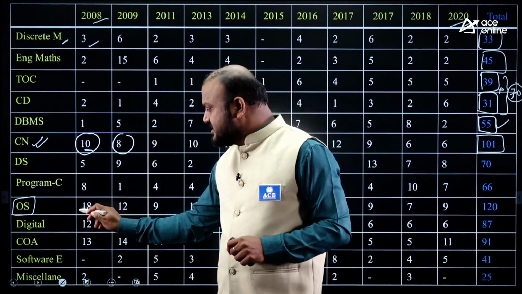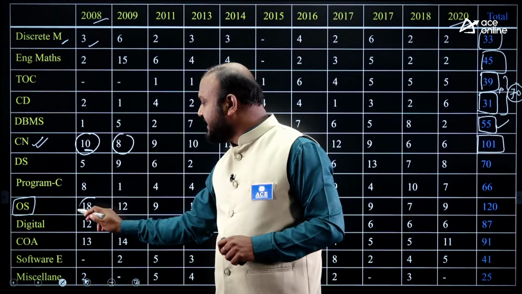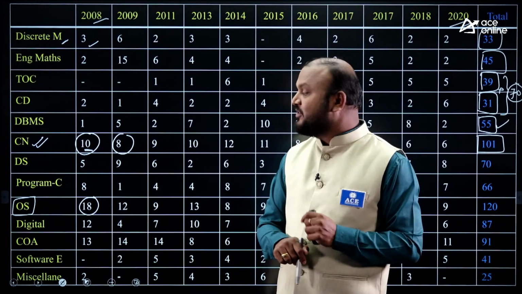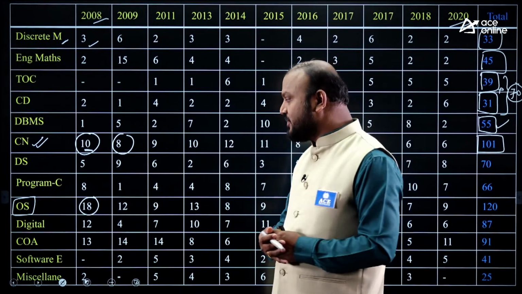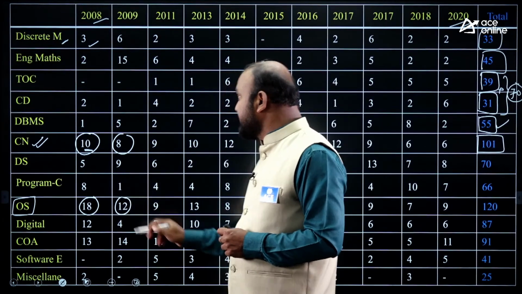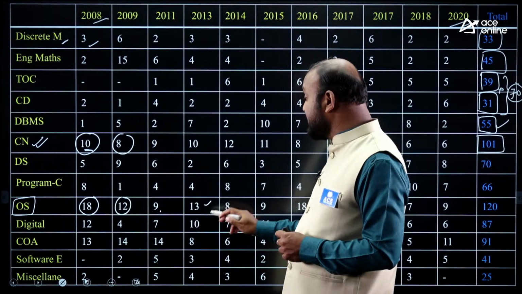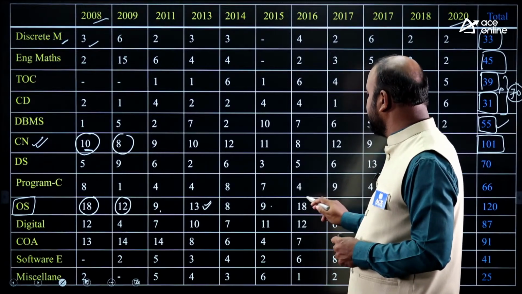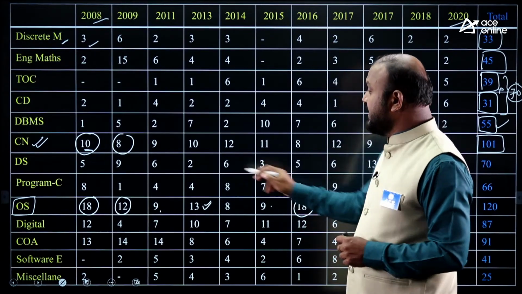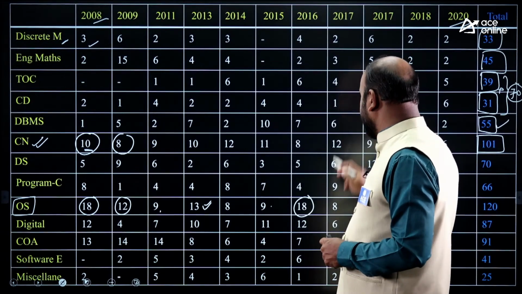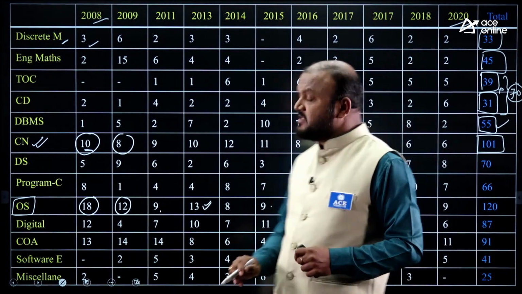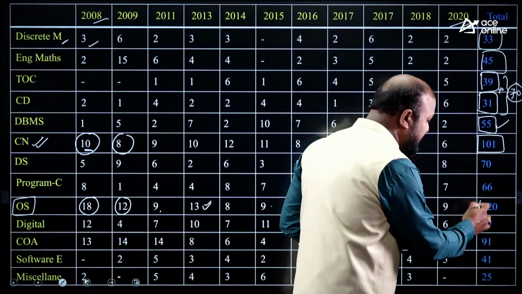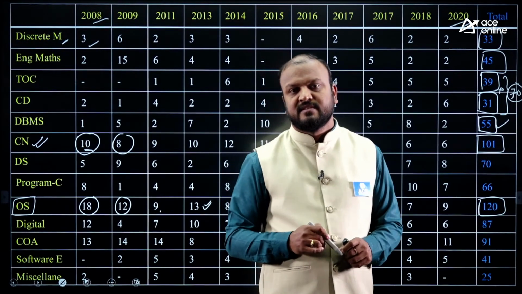Look, in operating system, in 2008, 18 questions out of 80 questions. See what weightage is there for operating system. And 2009, 12 questions, 9 questions in '11, 13 questions in 2013, 8 questions in '14, 9 questions in '15, 18 questions again, the highest, in 2008 and 2016, and 8 questions in 2017, 9 questions '18, 7 questions, 9 questions, and totally 120 questions.